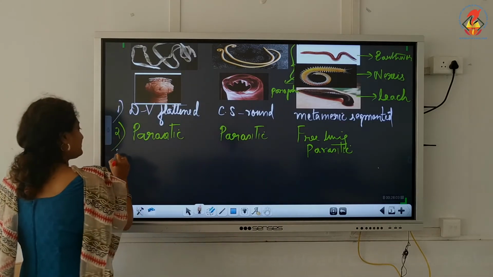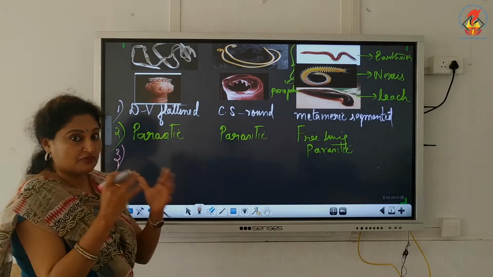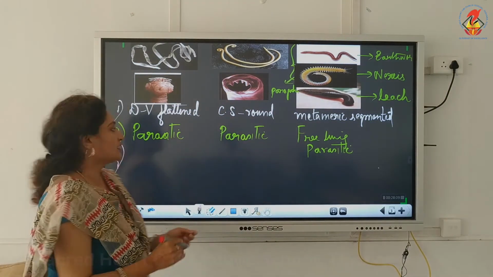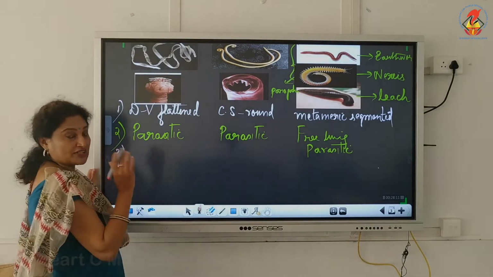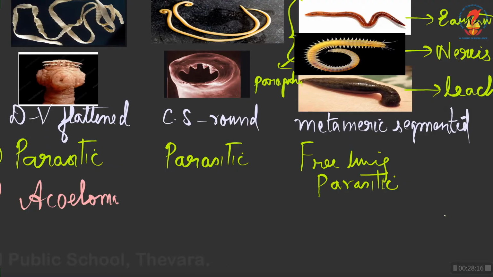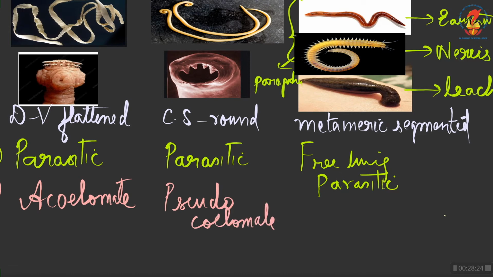Now third feature, I am going to take one feature from the fundamental features because this can be a best distinction between the three animals. Regarding the body coelom, these are acoelomate, these are pseudocoelomates, and these are the normal true coelomates.